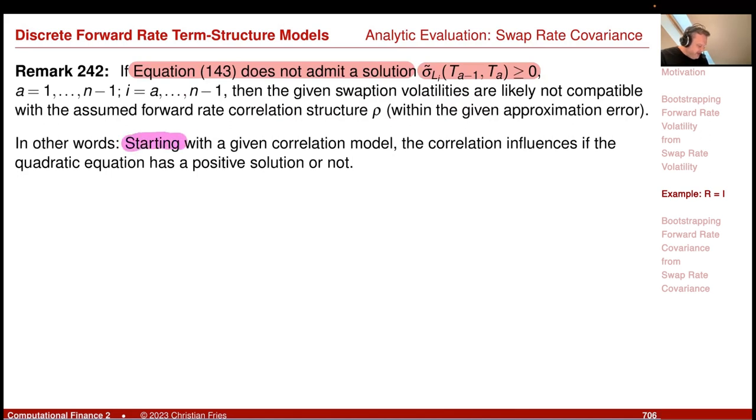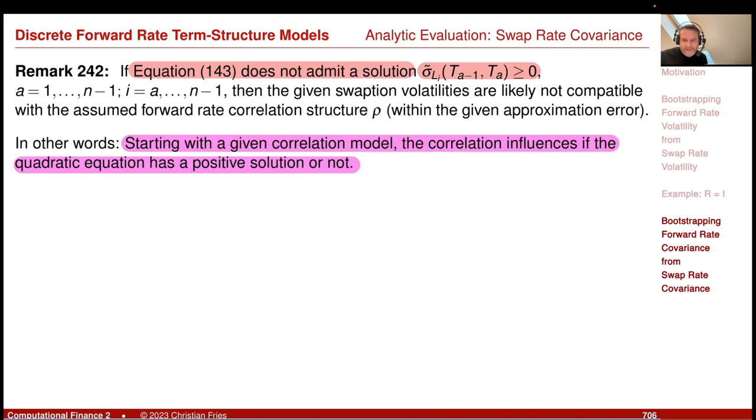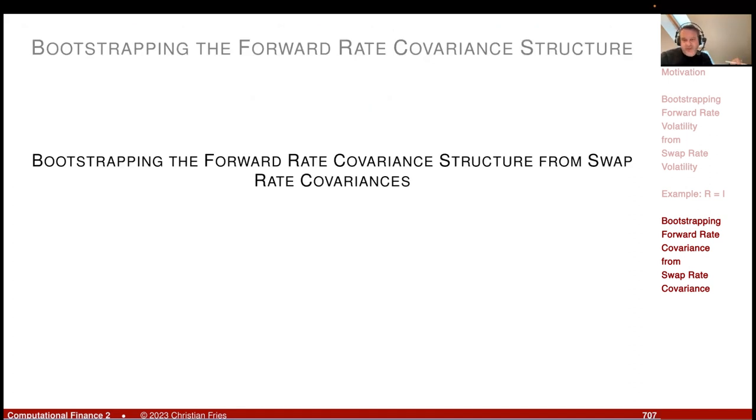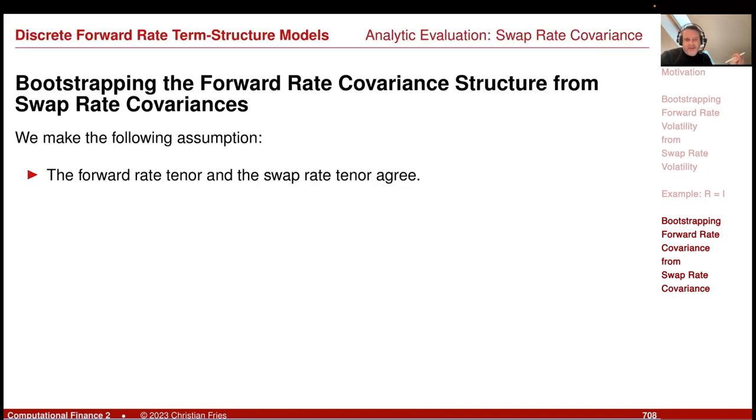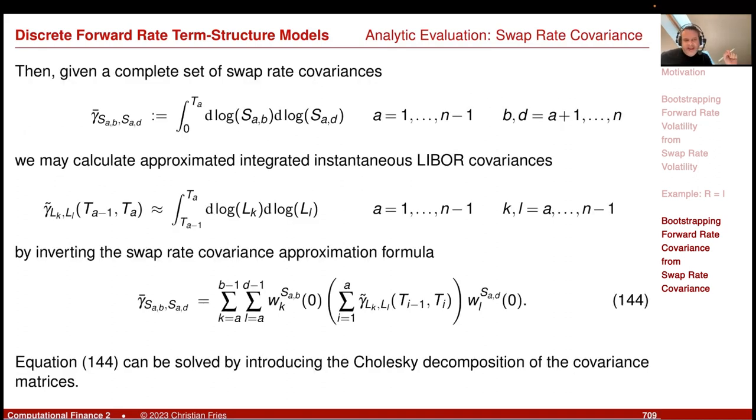So we have that starting with a given correlation model, the correlation influences if this quadratic equation has a positive solution or not. However, you can also just solve all forward rate covariances from the swap rate covariances. So you can also use this to solve for the correlation directly. So my assumption on the correlation is removed. I just assume that the forward rate tenor and the swap tenor agree. And then I define now the cube of all swap rate covariances. So these are all swaps that start at the same T_A, but then they end at different times. So this is T_A to T_B and T_A to T_D.